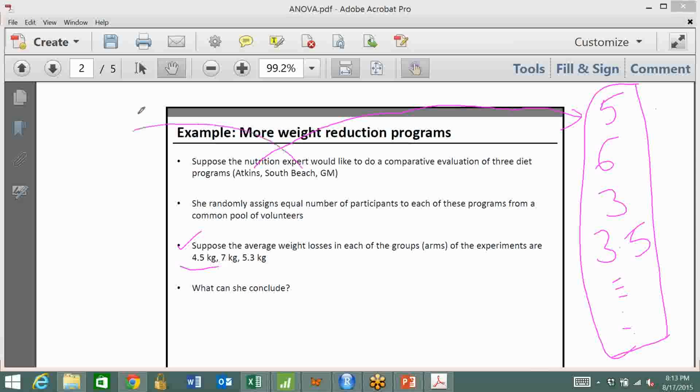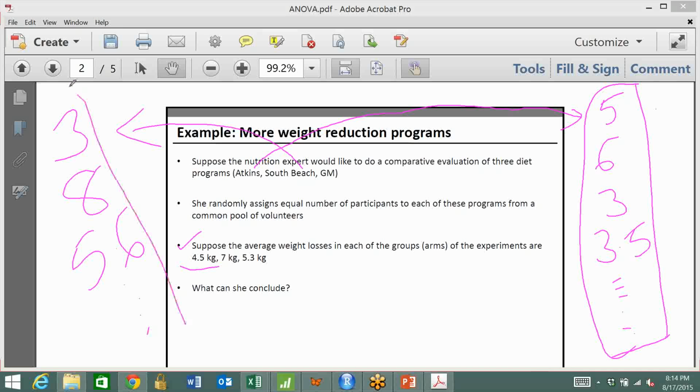And I have South Beach. Again, the nutrition expert has assigned 20 random participants to the South Beach diet program. So once again, I list down the weight loss. For example, person 1 has lost 3 kgs, person 2 has lost 8 kgs, person 3 has lost 5.6 kgs, so on and so forth. If I take an average of these 20 people assigned to South Beach, I get 7 kgs. On similar lines, we will come to know the weight loss of the 20 people assigned to the GM diet program. If you take an average, it turns out to be 5.3 kgs. Now the question is, what should this nutrition expert conclude?